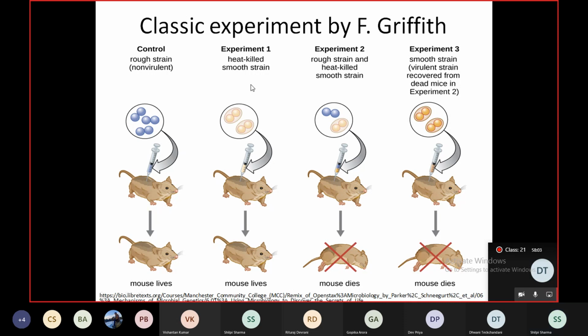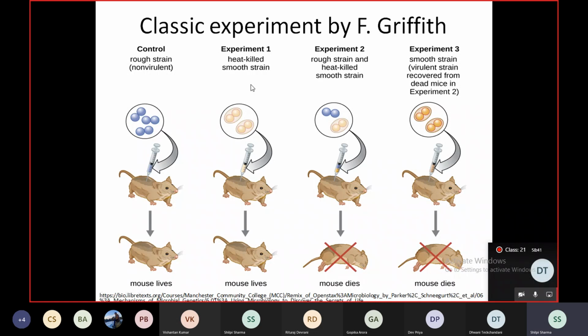which is not going to be pathogenic, together with heat-killed S strain, the mice died. Okay. And upon isolating the live bacteria from the dead mouse, he recovered that he could only isolate S strain of bacteria. So he injected live R and heat-killed S, but what he recovered was S strain of bacteria, live S strain of bacteria. And when he then injected this S strain into fresh mice, the mice died.